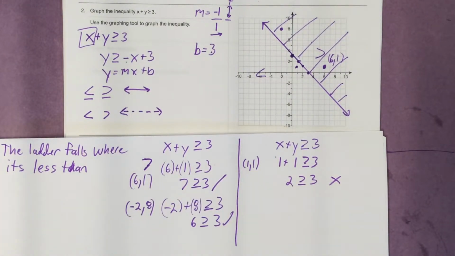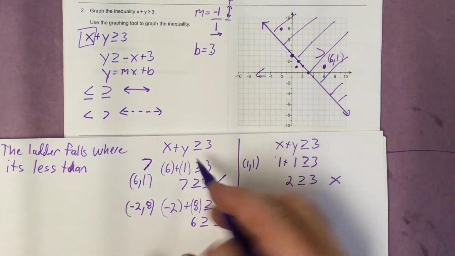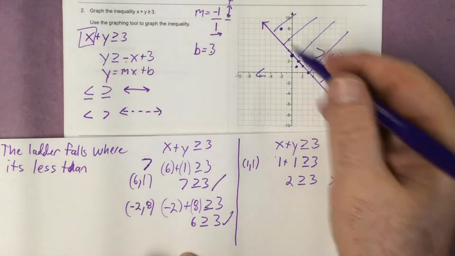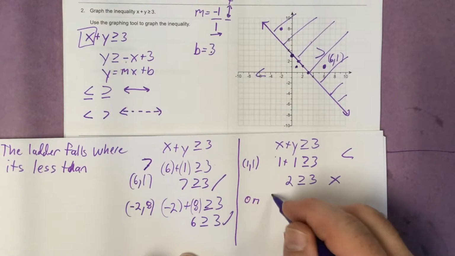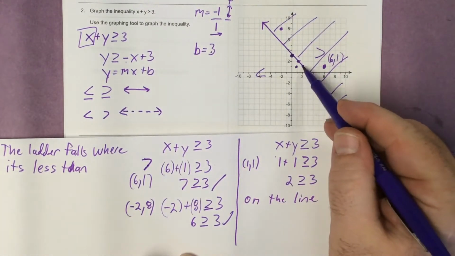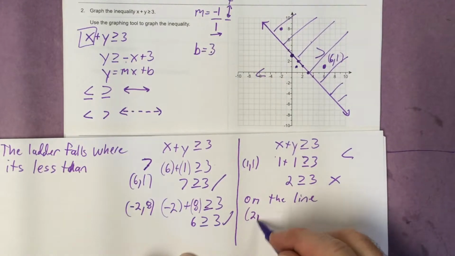Now let's do something else. Let's actually pick a point on the line. So here we had values that were greater, here we had values on the less than side of the equation, but here we're going to have values on the line. And I'm going to pick the point 2, 1. That's right on the line. So here's the point 2, 1.